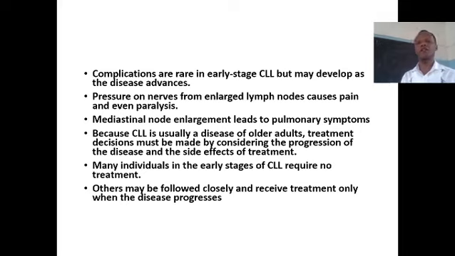Complications are very rare in early stage, but might develop as the disease advances. Pressure on the nerves from enlarged lymph nodes might cause pain, even paralysis. Mediastinal node enlargement leads to pulmonary symptoms. As with all the other diseases, treatment decisions must be made by considering the progression of the disease, in which stage the disease is, and the side effects of the treatment.